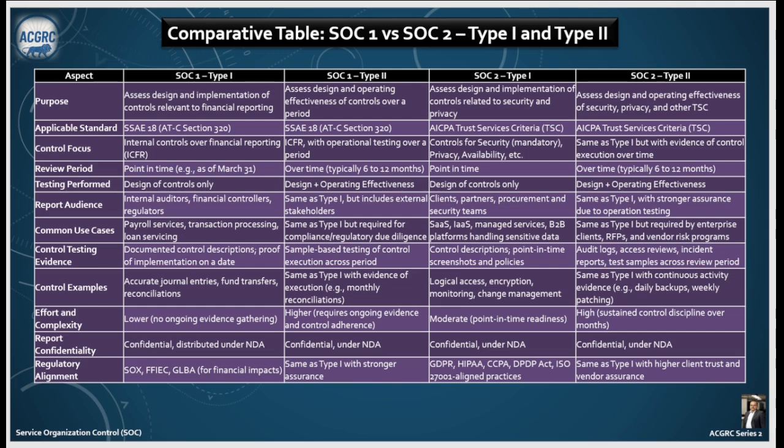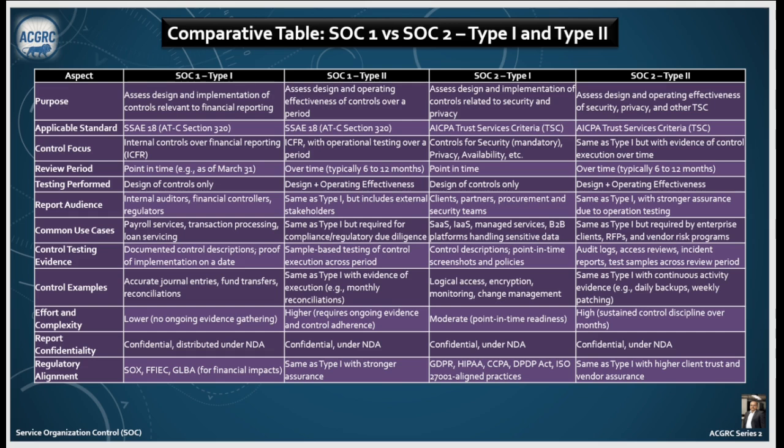The standards are defined. Control focus is internal controls for SOC 1 type 1. For SOC 1 type 2, it is operating testing over the period. Do remember, SOC 1 is internal controls or finances. SOC 2 is controls on security. Review period, generally keep it from 6 to 12 months, once in a year at least.